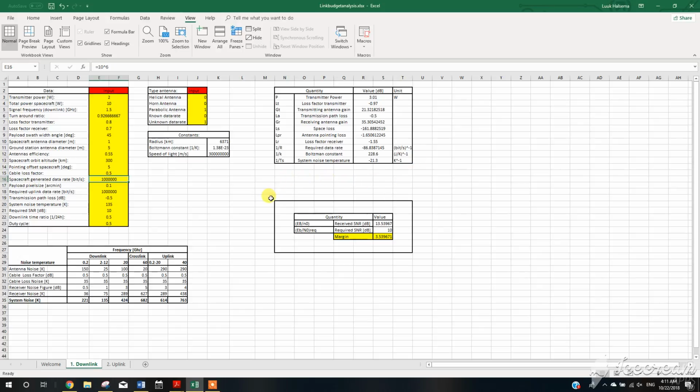The last table is the most valuable table, which gives the margin, which is eventually what you're looking at. And for this example, the margin is 3.5 decibels, which means the link is closed because a minimum margin of 3 decibels is needed to close the link.